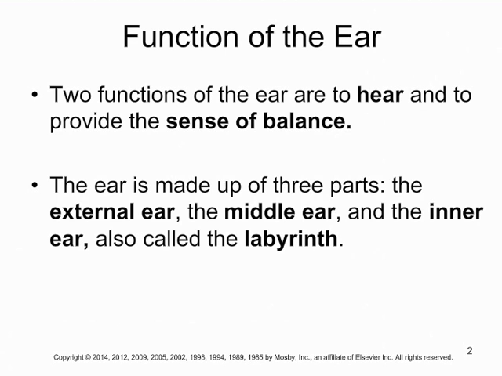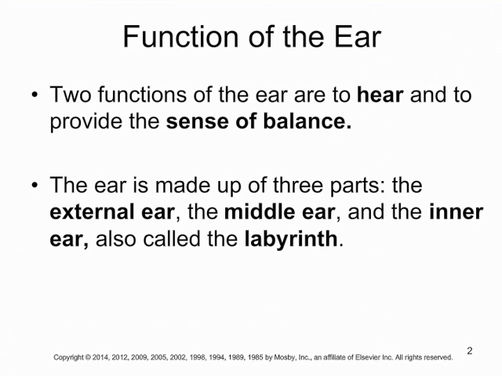As you can imagine, the function of the ear is to allow you to hear sensory information. We hear sound waves vibrate through the ear, and then those vibrations are transformed into nerve impulses carried to the brain, and that's how we interpret hearing information. But it also gives us a sense of balance.